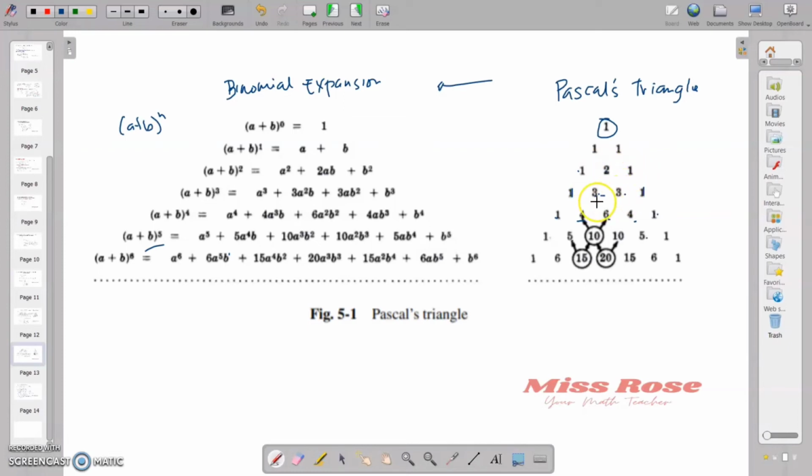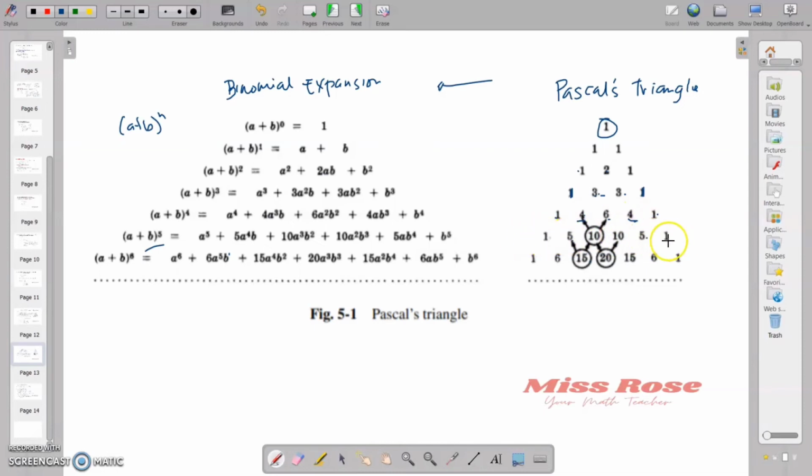2 plus 1 is 3. Then add 1 on both sides. Same process, just add. 1 plus 3 is 4. 3 plus 3 is 6. 3 plus 1 is 4. Then add 1 on both sides. Now 1 plus 4 is 5. 4 plus 6 is 10. 6 plus 4 is 10. And 4 plus 1 is 5.